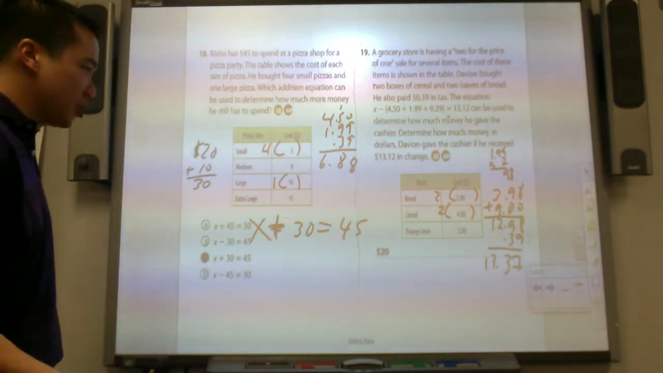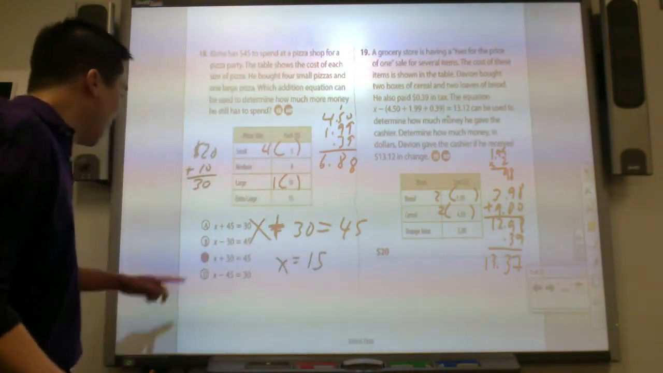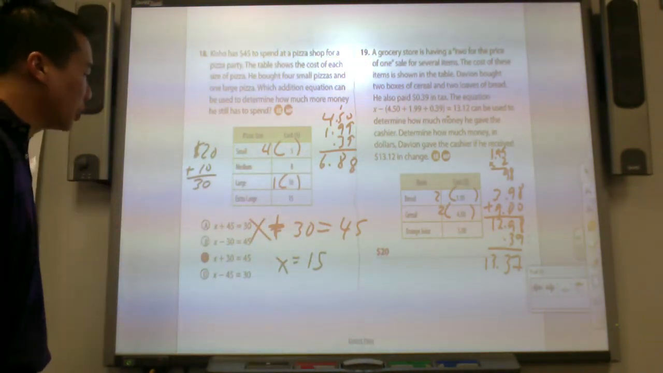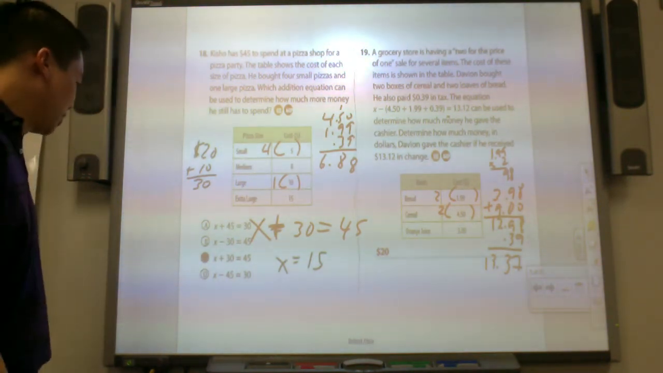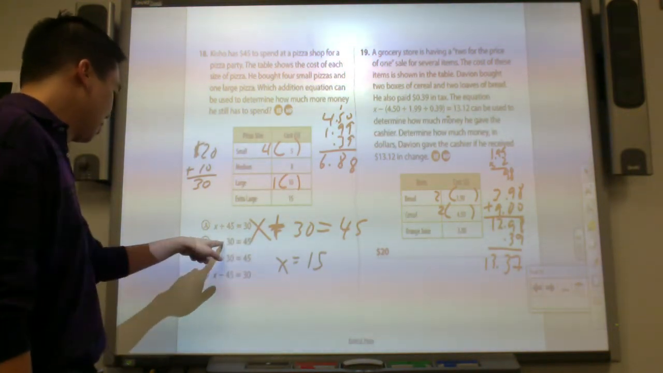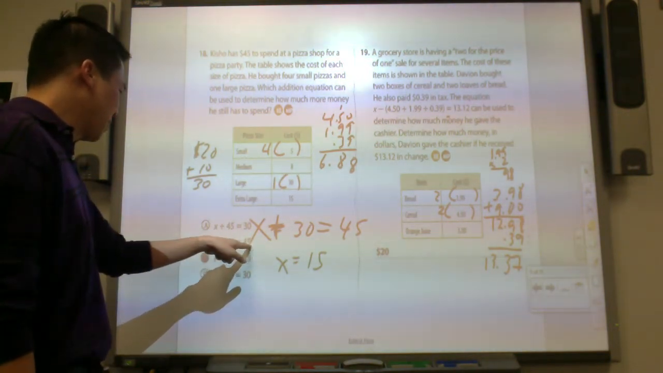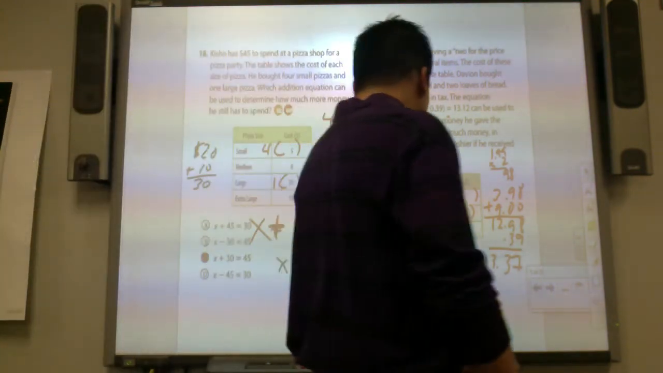Another way to do it, if you had solved it, you could say he still has $15 more to spend. If you go through each question, which one will give you $15? C is the only one that will give you $15. This one, minus 45, would be negative. That cannot make sense. The opposite of negative 30 is positive; that would be like 75. So C. And number 19.